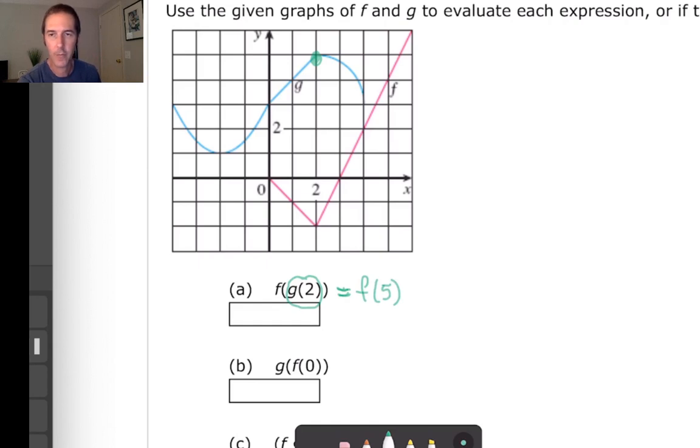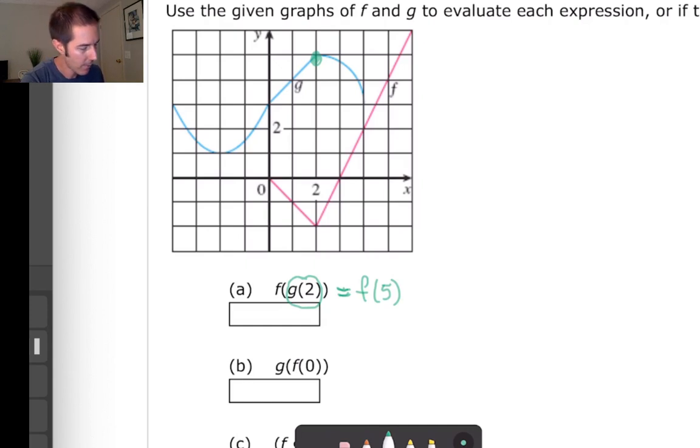2, 5 was that point up there. G of 2 actually represents a y value. 2 is the x value. So now I've got f of 5. Now I need to look at the magenta graph, the lower of the two, and find a point on that curve. Even though it's made of straight lines, often we still call it a curve. I need to find the point on that graph that has an x-coordinate of 5.